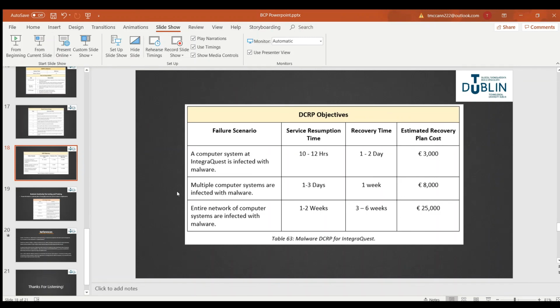The final part of the DCRP for malware outlines the potential failure scenario, the estimated time needed to resume services, the estimated time for full recovery, and the cost of the recovery plan implemented.